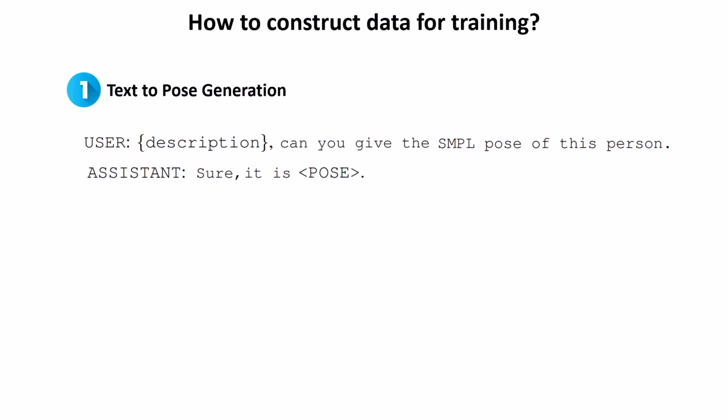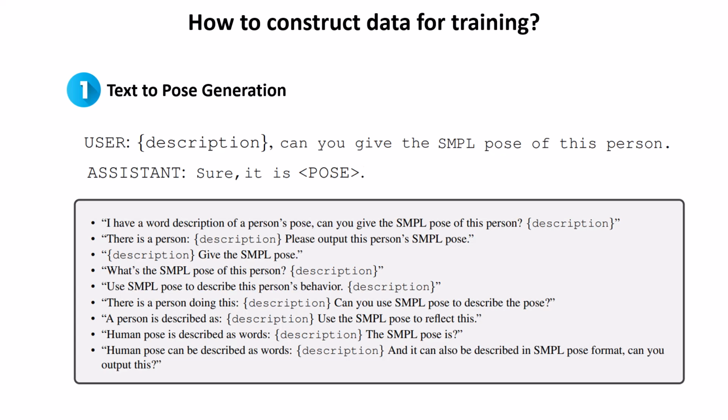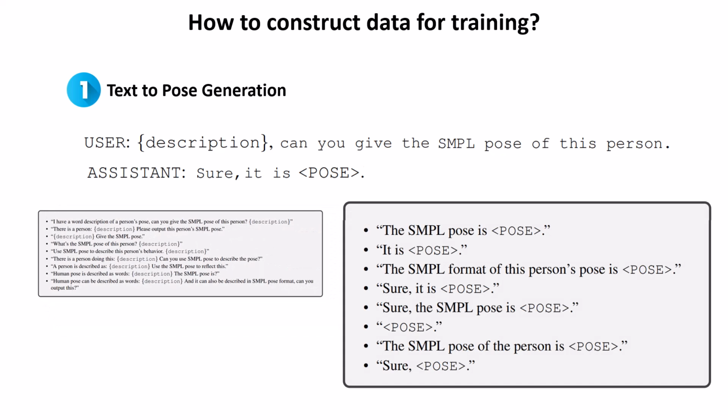For that, this paper also uses different types of inputs. All of them request the same thing, but the description is put in different places and the request has diversity. Likewise, we can do the same thing for the output. Sometimes it can say it is pose, sometimes it can just give the pose, and other things as well. So this is for the text-to-pose generation.